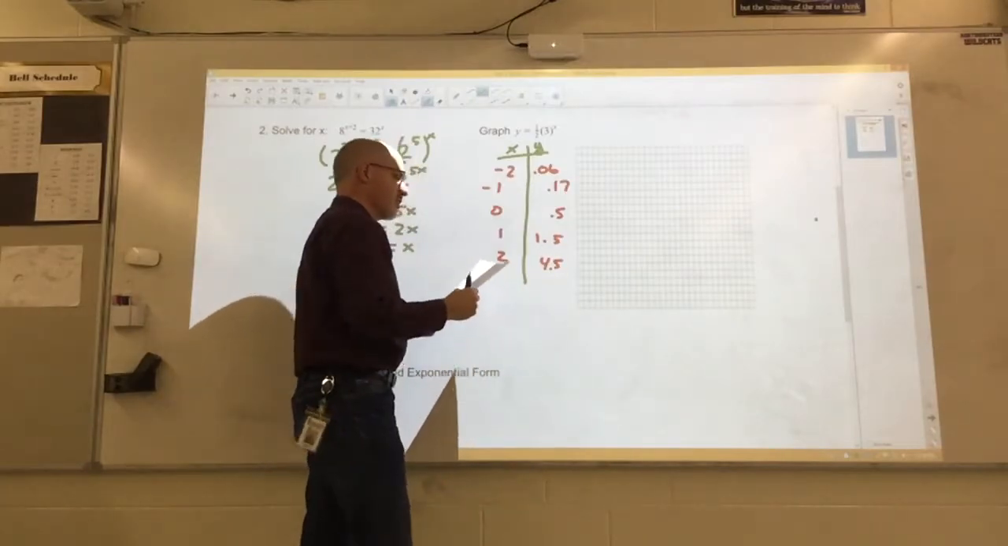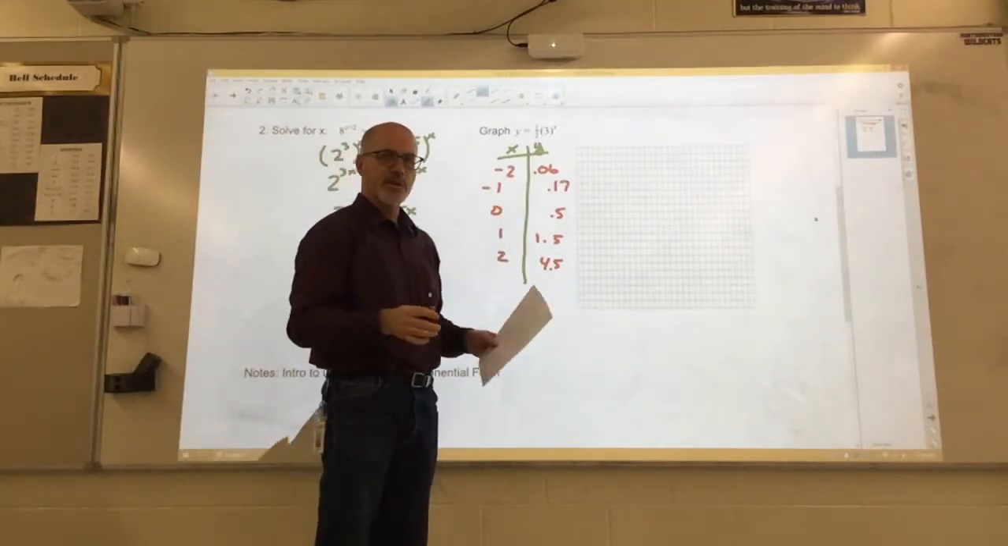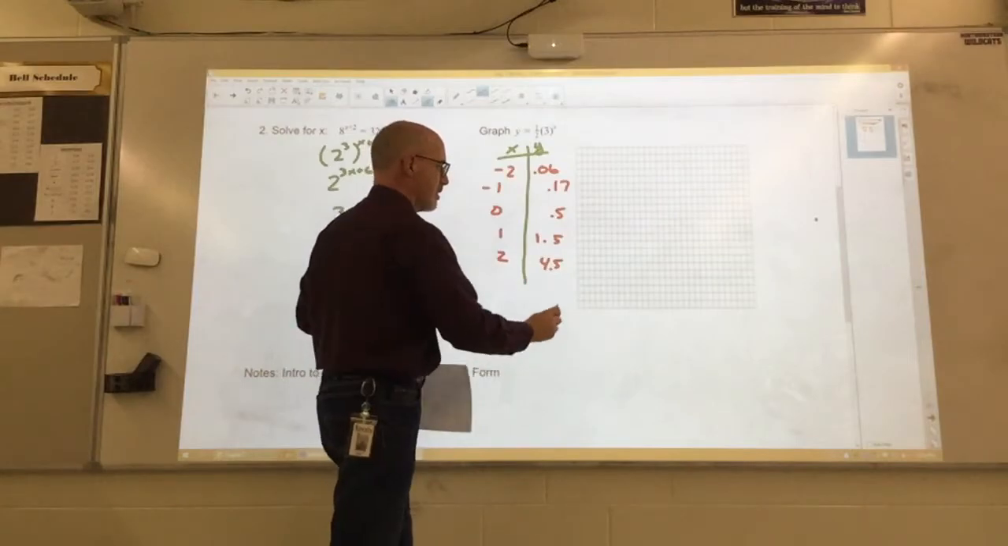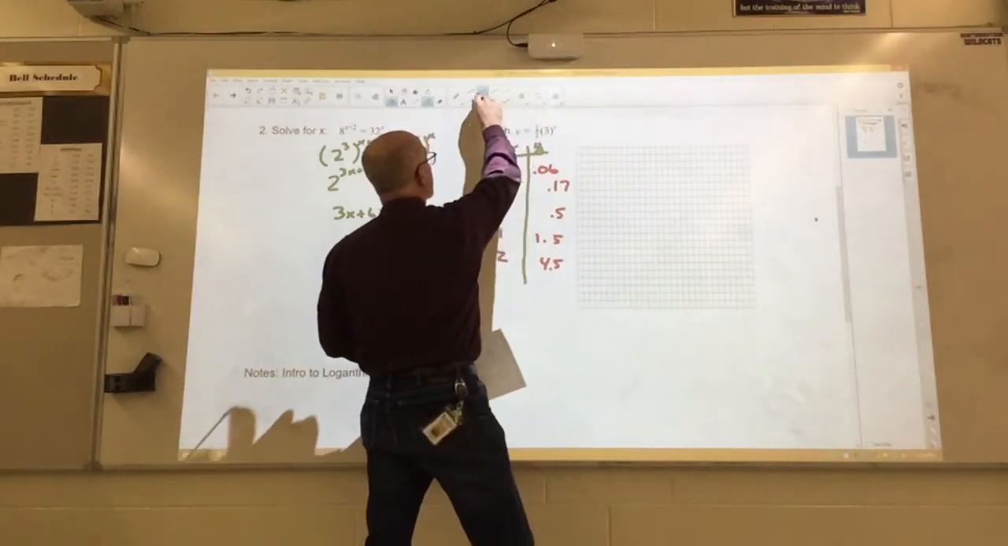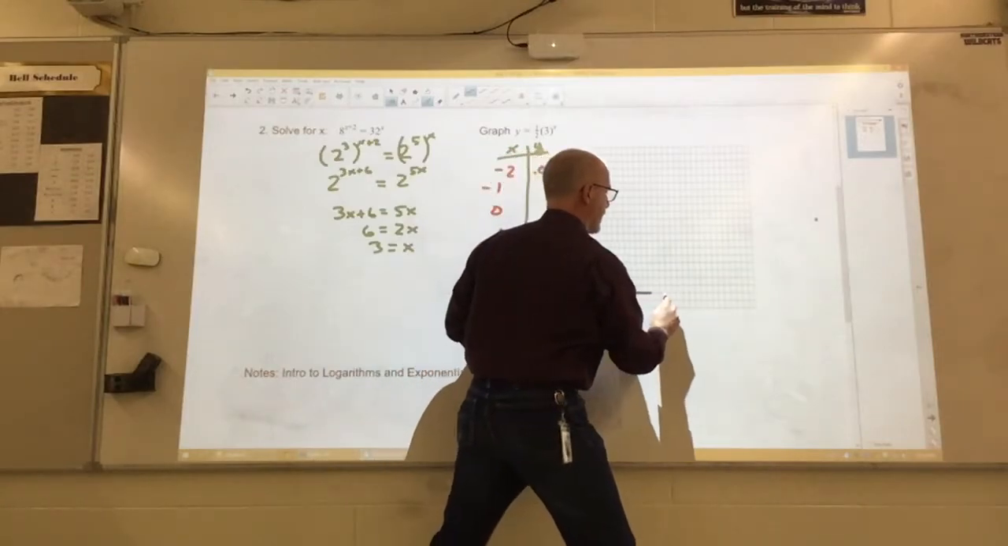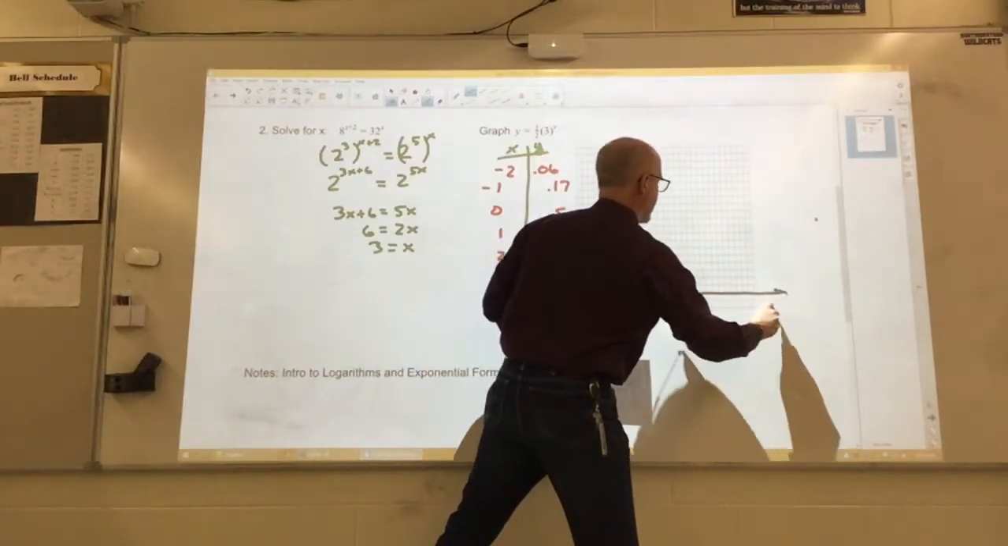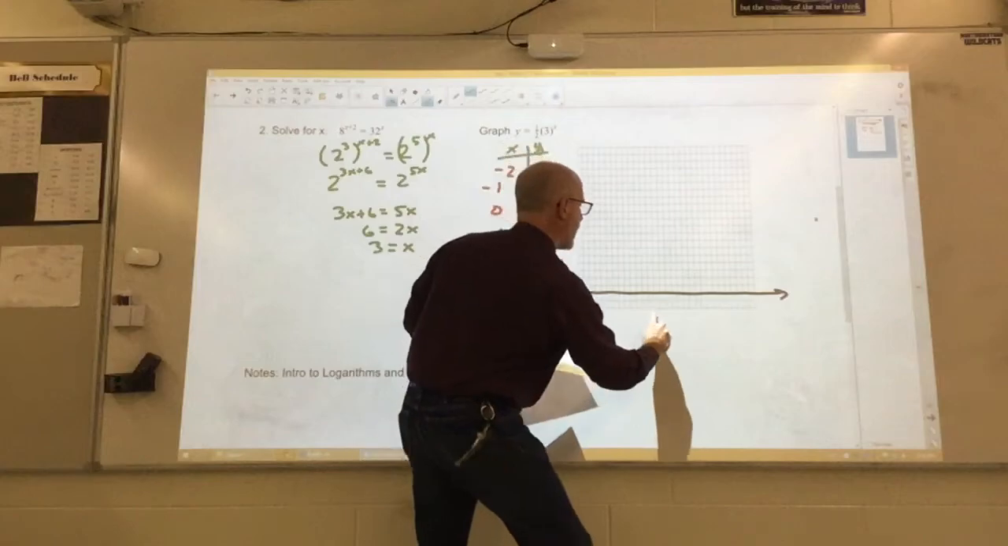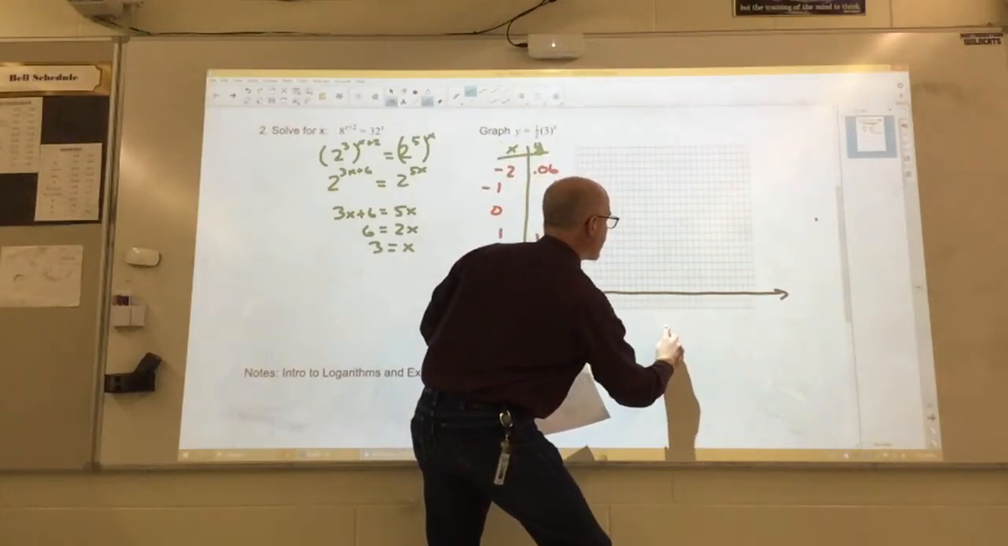So let's go ahead and draw a graph. So again, I'm going to do a sketch up here. I'm going to draw my axes. Let's do that in black here. So I draw my x-axis here, and then I'm going to draw my y-axis right here.